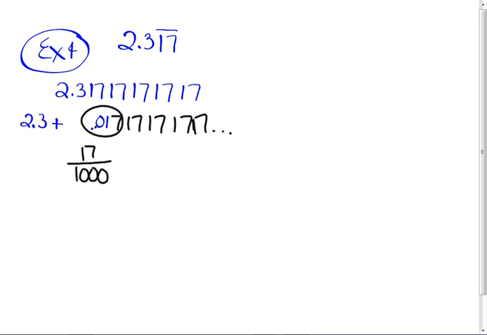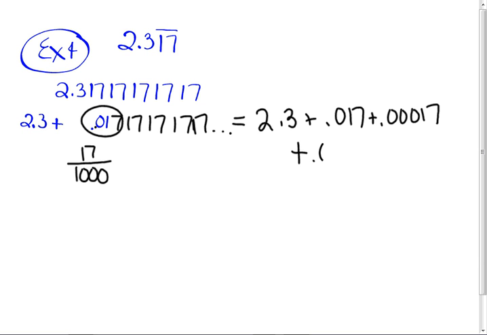In fact, let me write it this way. So 2.3 plus 0.017 plus 0.00017 plus, I have enough zeros. Wait, do I have enough zeros there? I don't think I do. Am I good? Oh, that's right.